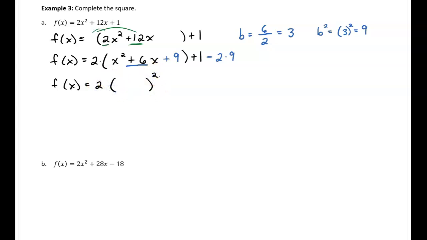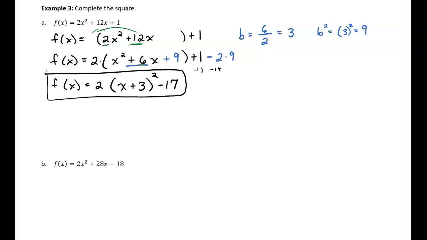Maybe we can jump to the factored form. We said this is a nice perfect square trinomial. The value for b is always that number we got after dividing by 2. So I'm going to write x plus 3. And then out here, let's see what we get. We have 1 minus 18, because 2 times the 9 is 18. 1 minus 18 is a negative 17. And there it is. There's our answer.